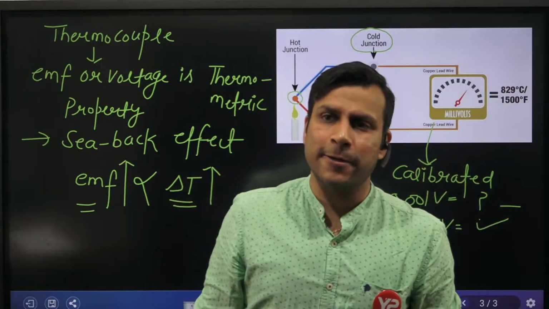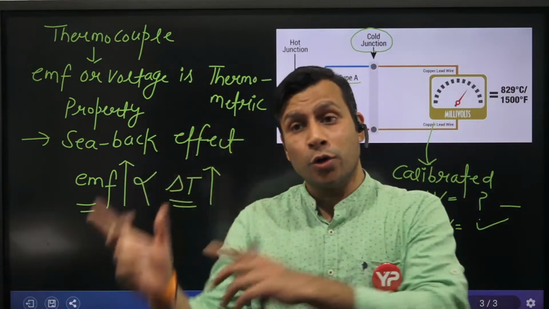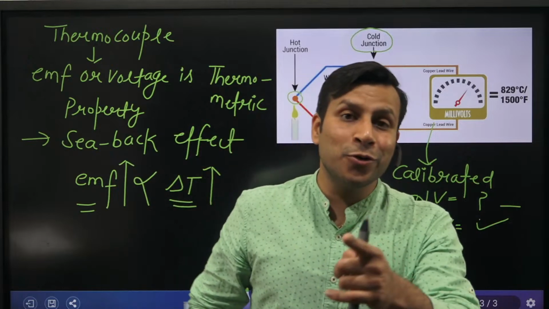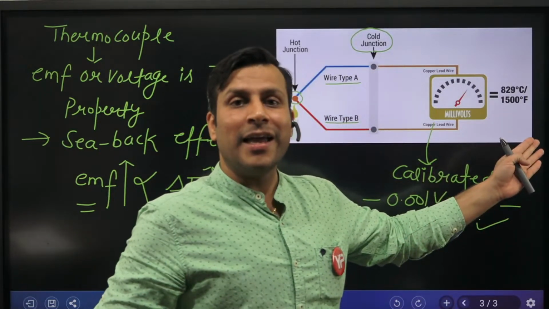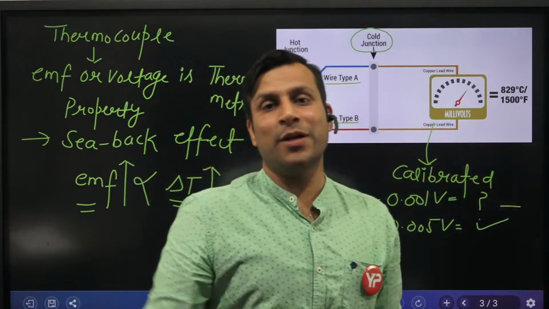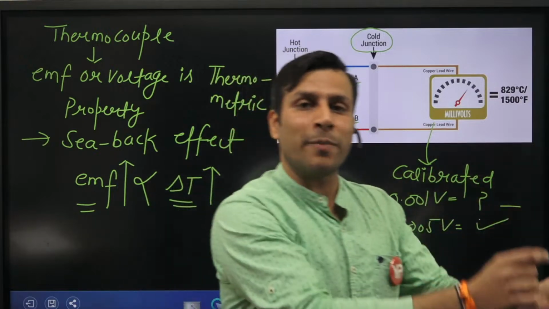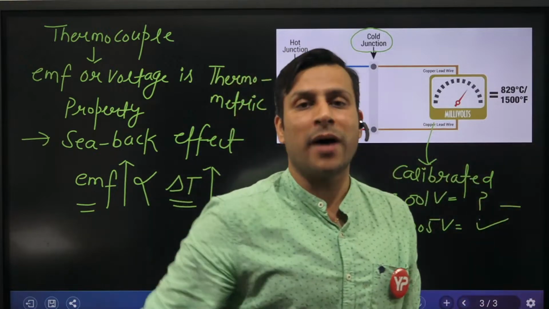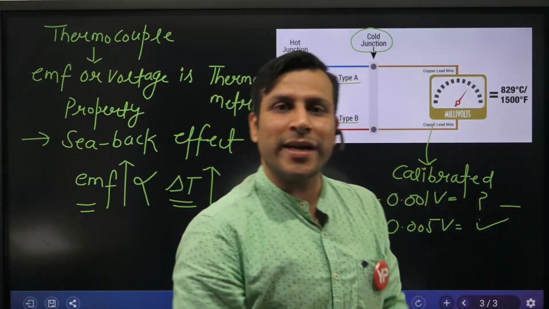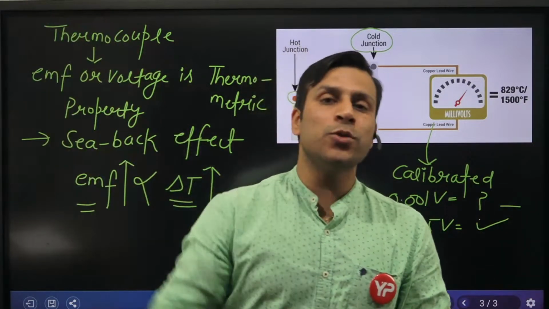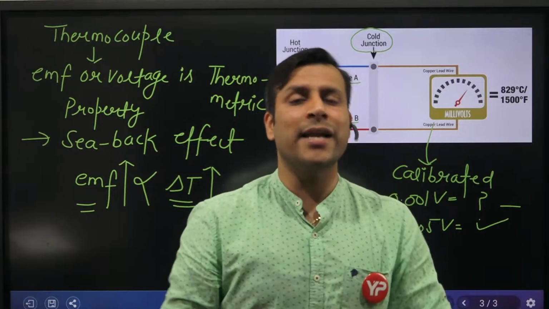If you don't go for a digital thermometer, then you need to measure the voltage, and you can calibrate that thermometer also. If you purchase a thermocouple from the market, first you need to calibrate it: what voltage you are getting at 0 degrees Celsius, and what voltage you are getting at 100 degrees Celsius. You need to carry out that calibration.